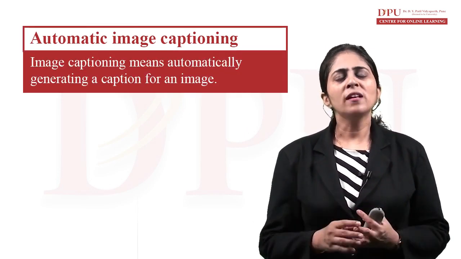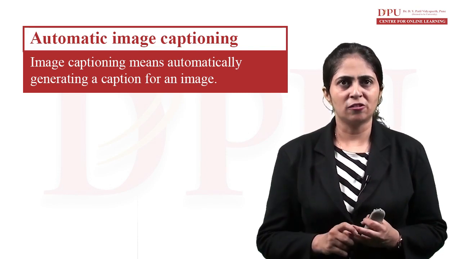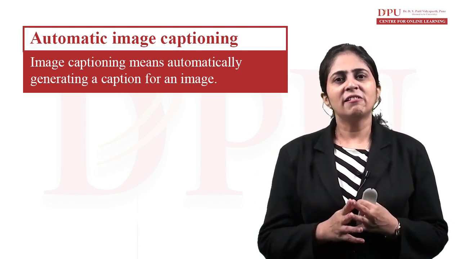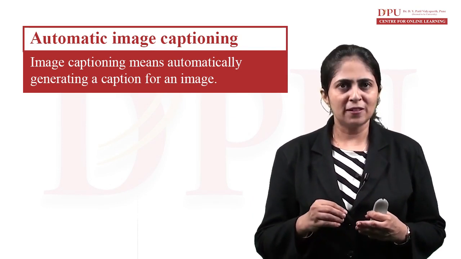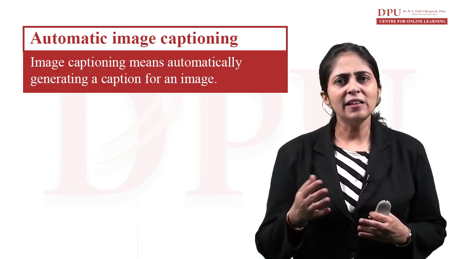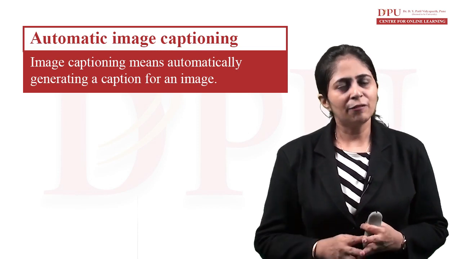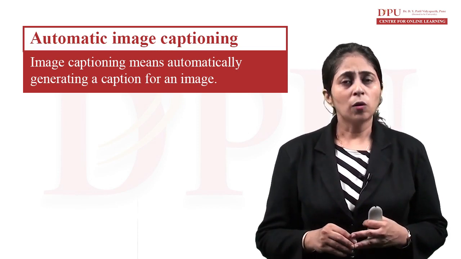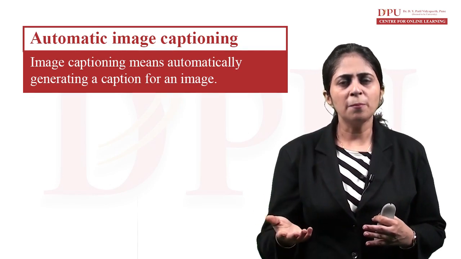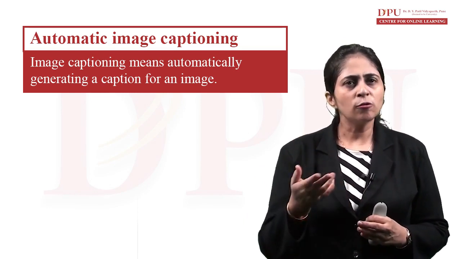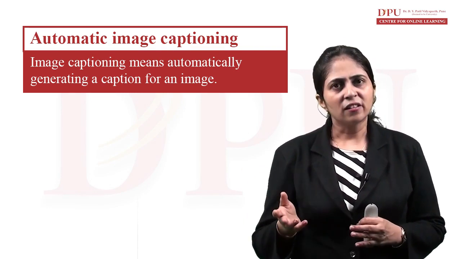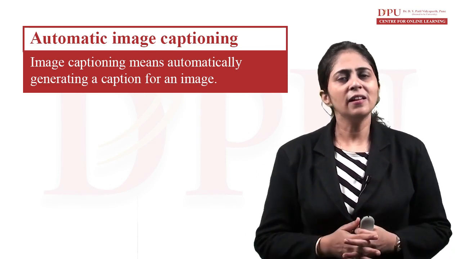Coming to the next important thing, that is automatic image captioning. Image captioning, what does this mean? Captioning an image means automatically generating a caption for an image. Basically, the goal of image captioning is to automatically generate the description for a given image. How? To capture the relationship between the objects which are present in the image, they generate natural language expressions and judge the quality of the generated description.